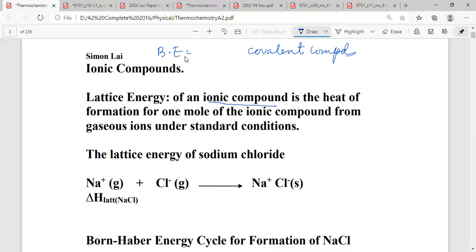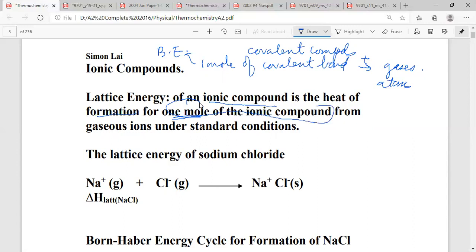It's 1 mole of the covalent bond which is broken to form gaseous what? Atoms. That's why it's always positive. Here is the formation. It's the heat of formation of 1 mole, the key is 1 mole here, of the ionic compound from what? Gaseous ions. Right? Under certain conditions.